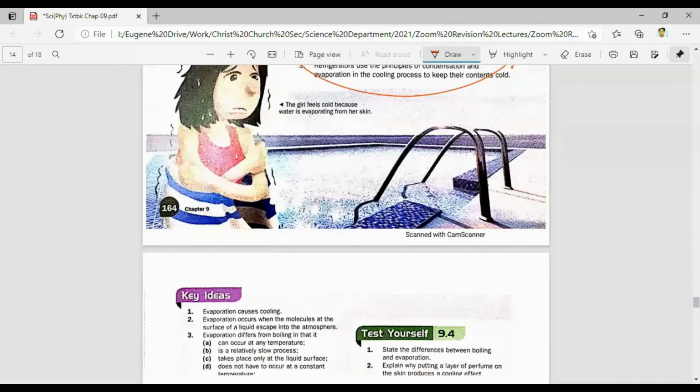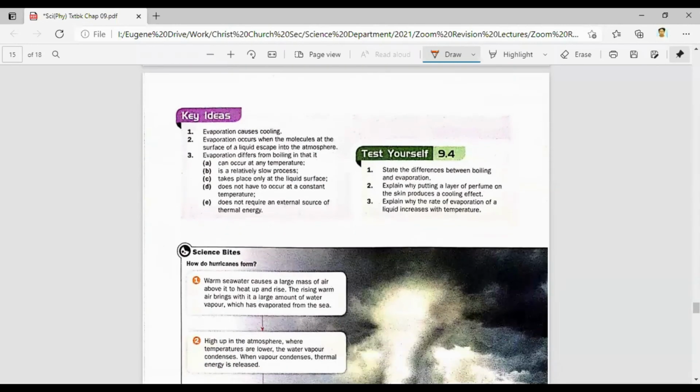With that, we have come to the end. So the key idea behind evaporation is that evaporation causes cooling, what we have mentioned. It occurs when the molecules at the surface escape into the atmosphere. There are two things that they must overcome: the force of attraction between the particles, and the atmospheric pressure. Very similar to boiling actually, in terms of the things they must overcome. This one here is talking about the differences. So do take note of these points here.